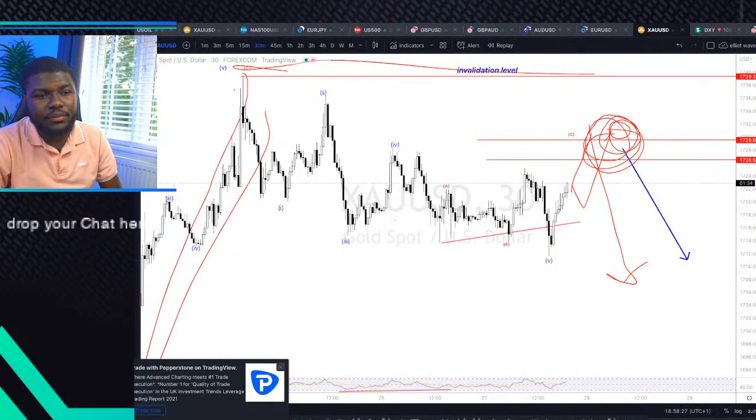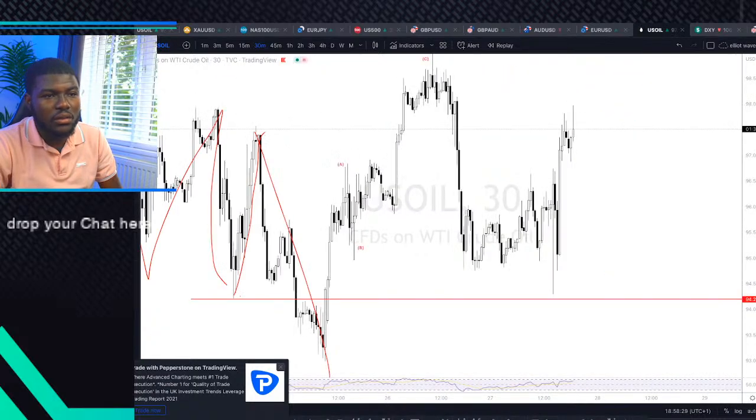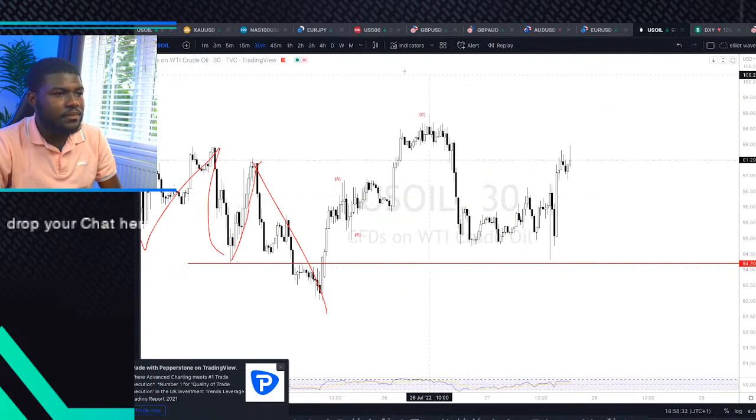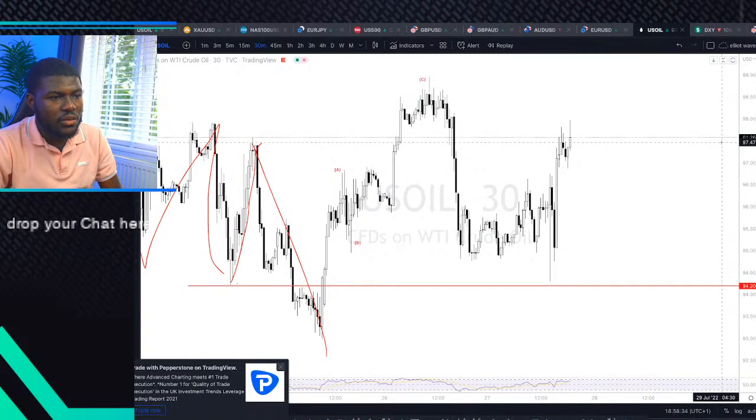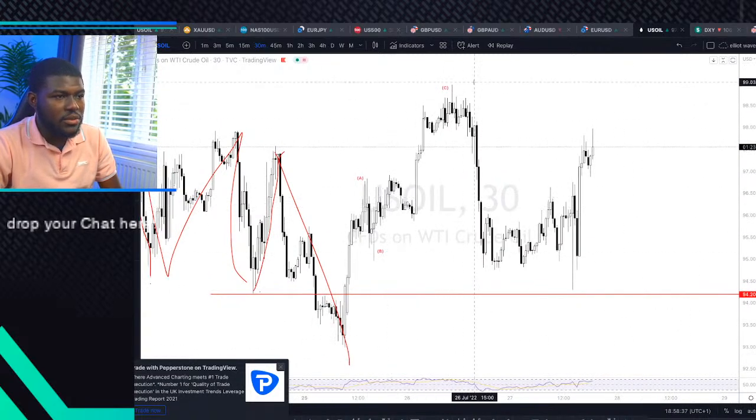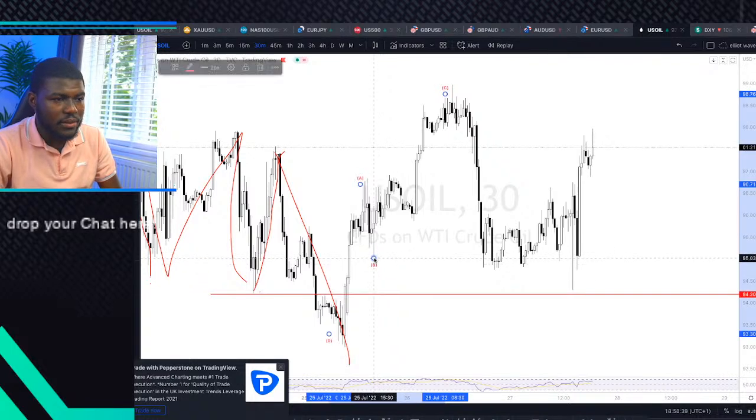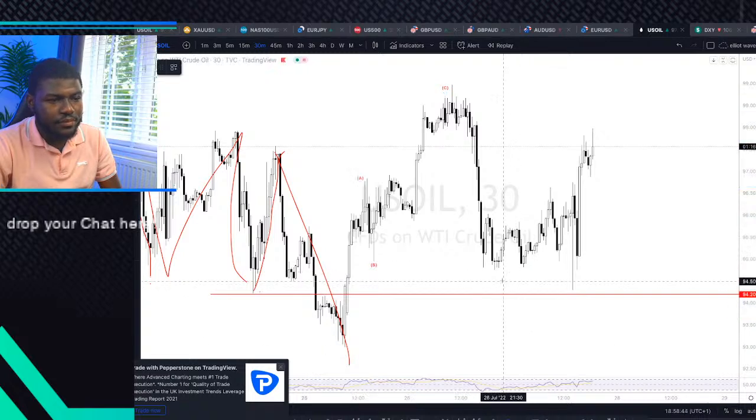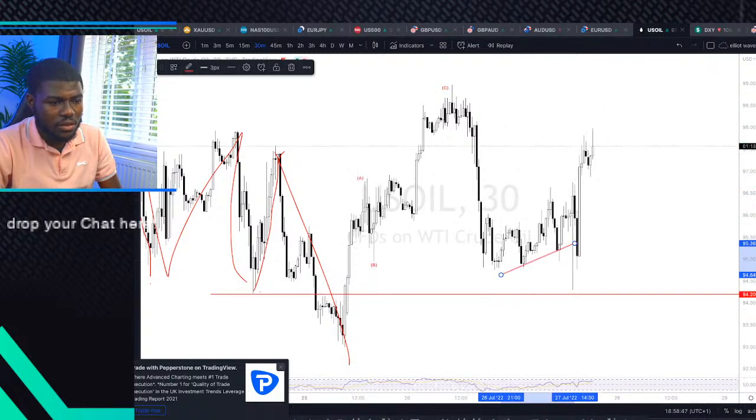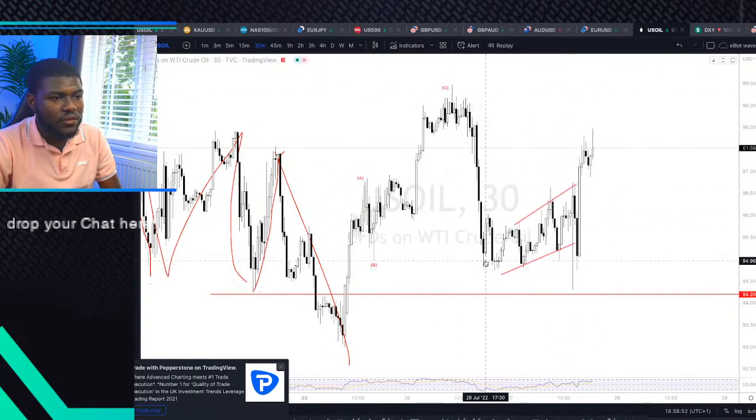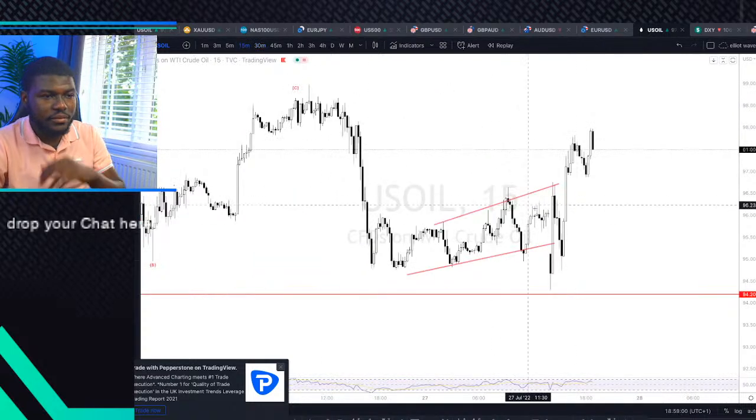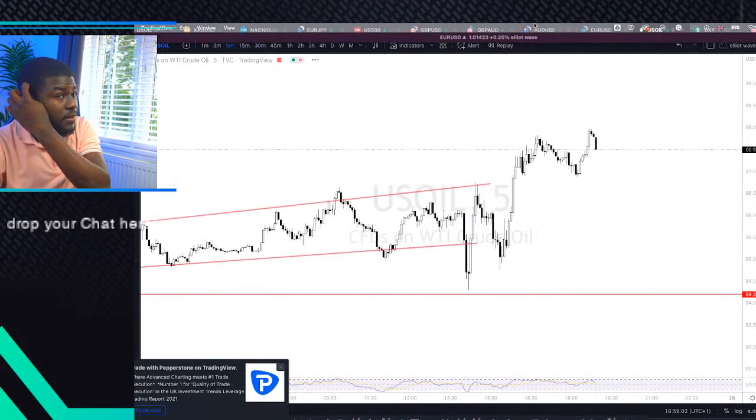All right. Let me check the indices. US oil. Already analyzed US oil for you guys. This is an ABC correction. So clear. And this is something that looks like an impulse. Here it is. Wave 1, wave 2, wave 3. All of this correction is wave 4. And that's wave 5 to the downside.